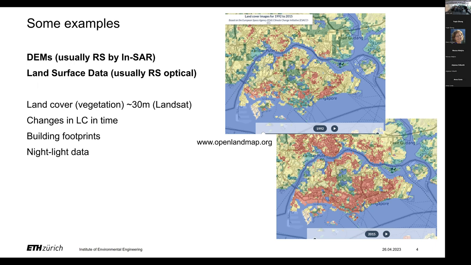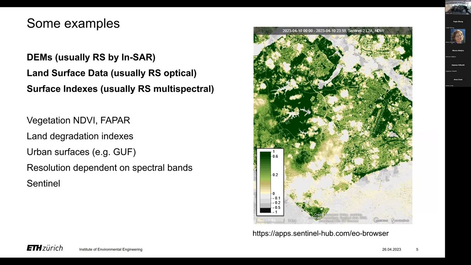Then there are what I would call surface indexes. So usually remote sensing, but now multispectral, things like vegetation indexes and EVI, things like the fraction of absorbed photosynthetically active radiation, land degradation indexes, urban surfaces, global urban footprint. Resolution here is dependent on the spectral bands. Not every satellite has the same resolution in all the spectral bands. Sentinel, I just put as a keyword there, is one of the very common satellite datasets we use with very high resolution today. And you see here again NDVI, the vegetation index over parts of Singapore, with green vegetation in red and not so green vegetation in lighter colors. You also recognize problems here, right? And that is clouds, so the type of problem with building deficits of this kind.